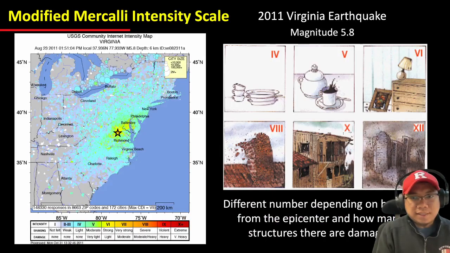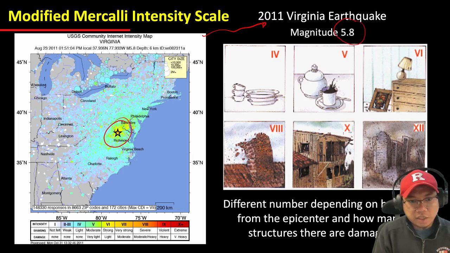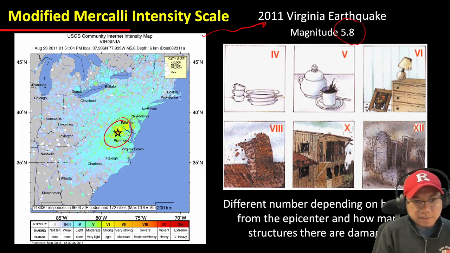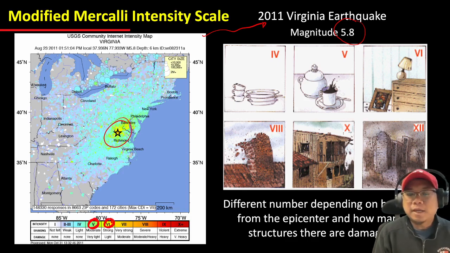And this is a real example of the modified Mercalli intensity scale for the 2011 Virginia earthquake that has a magnitude of about 5.8. Okay, and the Virginia earthquake has shades of yellow and green right here in this picture. So therefore, it falls into an intensity in between 5 to 6 maybe.